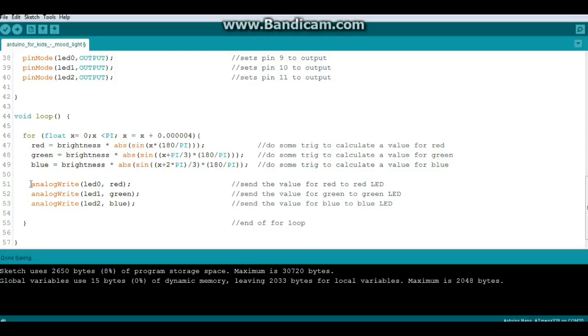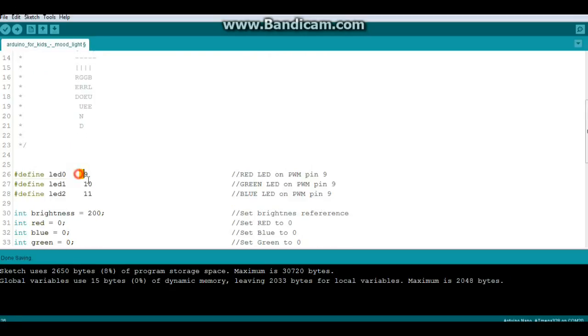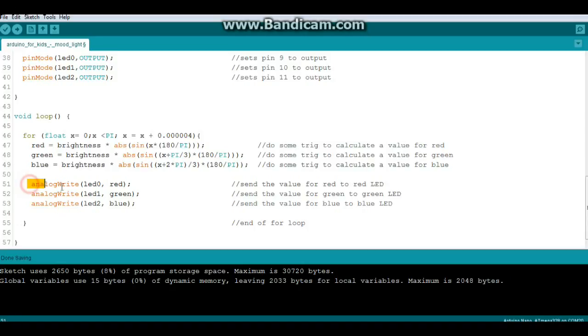Okay, anyway, then we're going to send our values to those LED pins. analogWrite LED 0 red value, analogWrite LED 1 green value, analogWrite LED 2 blue value. Can anybody tell me why we chose pins 9, 10, and 11? Anyone? Anyone? Bueller? Bueller? Because those are PWM pins, and to use analogWrite, we need a PWM pin. All right, that's it. Lesson's over. Let's go look at this.